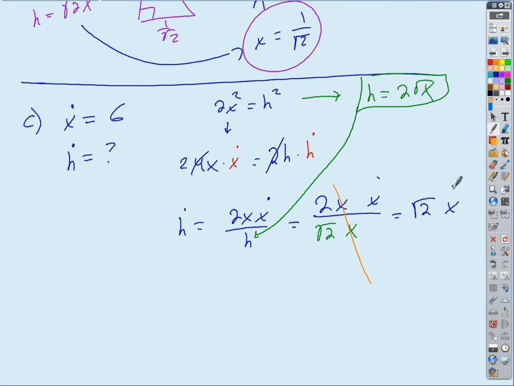Times x dot, right? And we have x dot. If we know the rate at which the side length is increasing, it turns out the hypotenuse is just increasing at a rate that's the square root of 2 times as fast. Right? So when we plug and chug, h dot just equals the square root of 2 times 6, and what? So well, that's our answer. 6 square root of 2, and what would the units be?